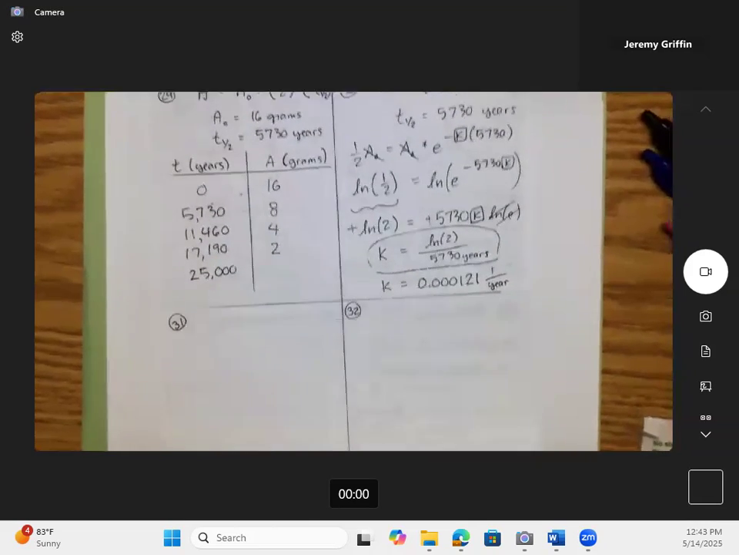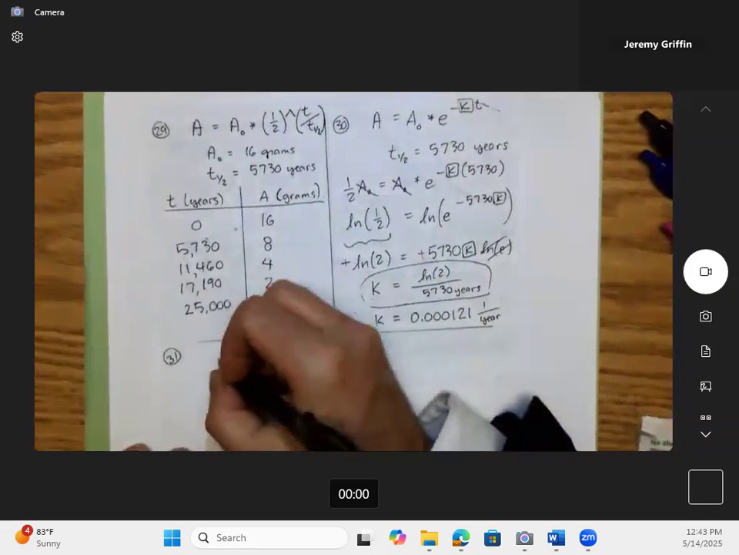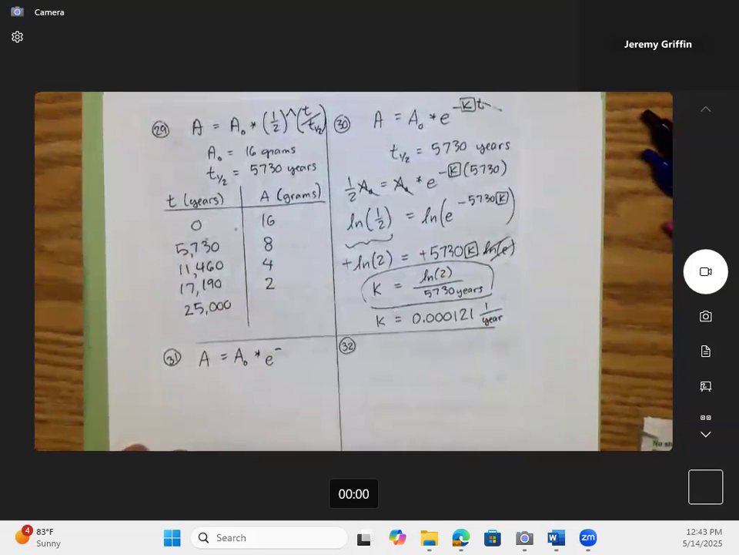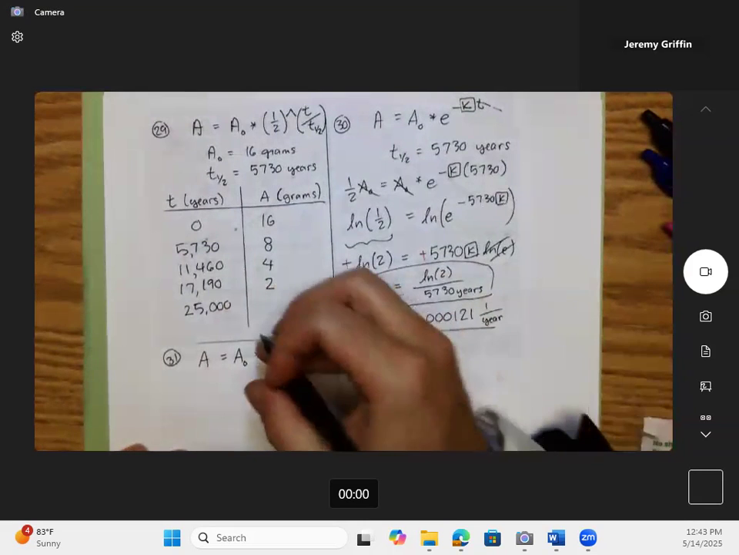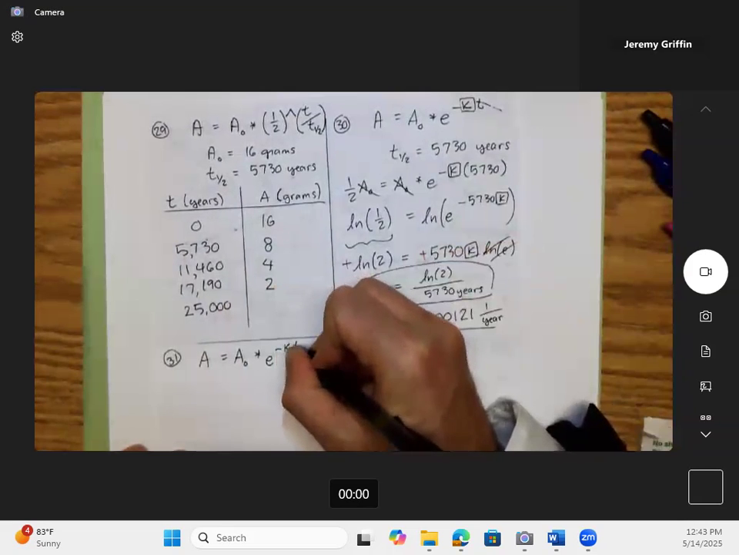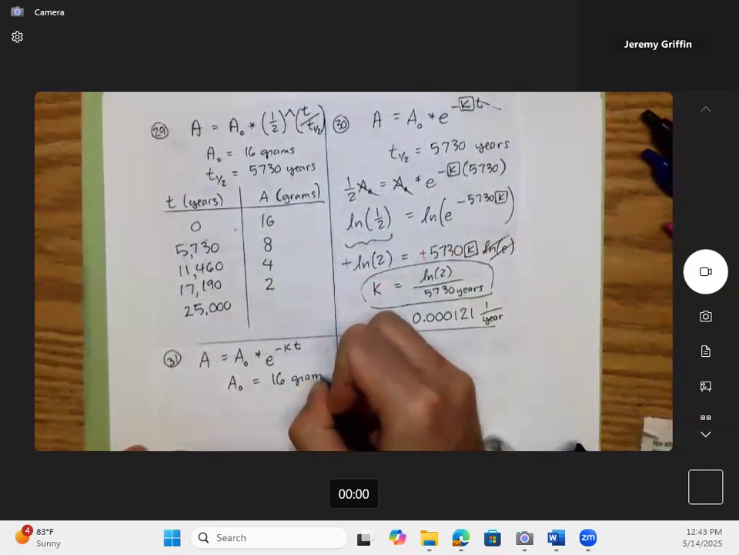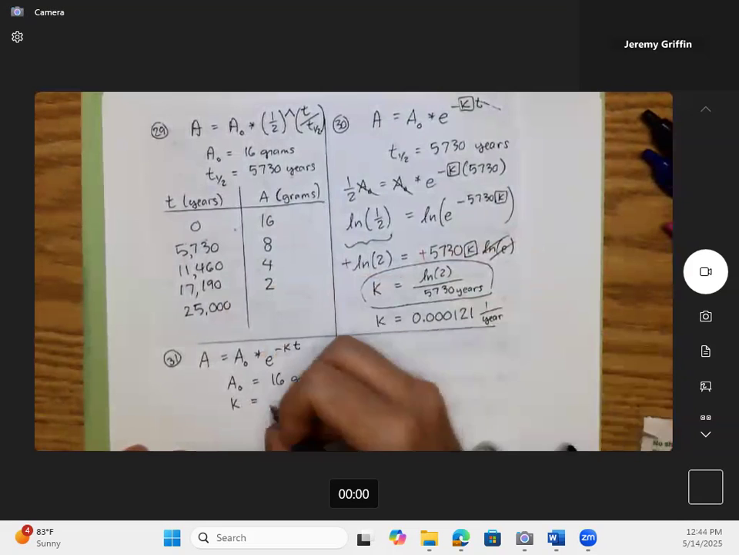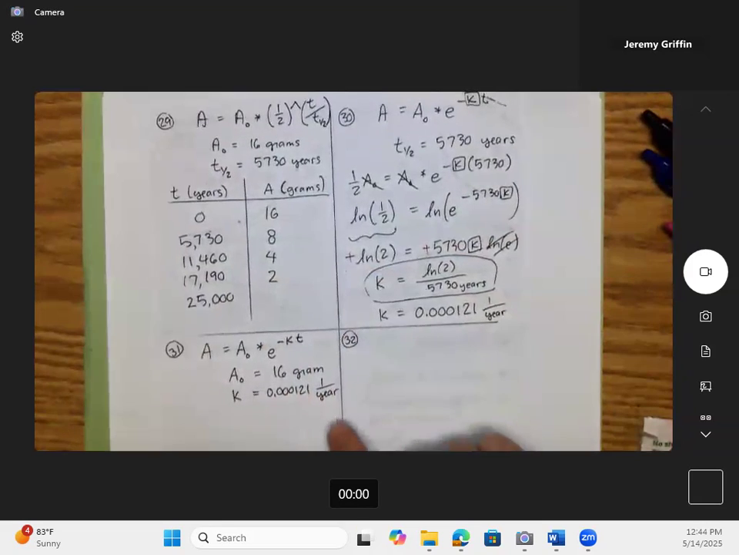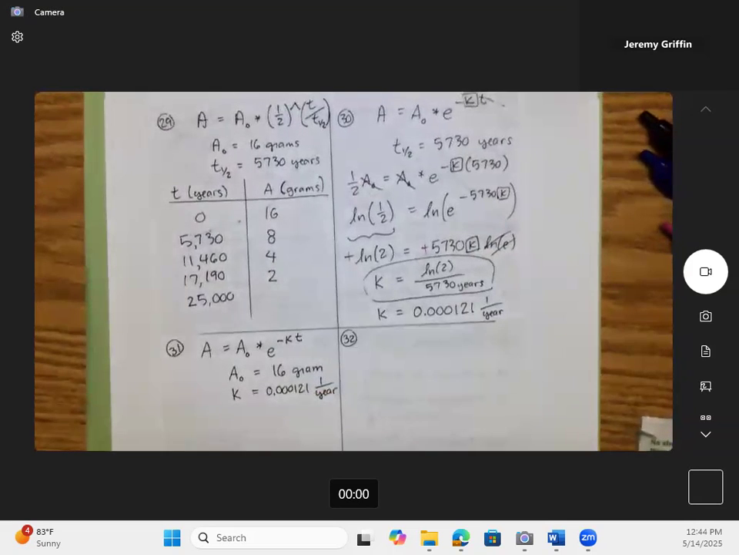All right, third quadrant. Let's go back to do basically what we did before, except with the updated equation with the e in it. So we say A equals A naught times e to the power of negative kt. And I'll give you guys A naught, let's use the same 16 grams as before. And I'll give you guys k this time, which is 0.000121. That's 1 over years. And that sort of takes the place of the half-life, because a half-life of 5,700 years corresponds to this k value.